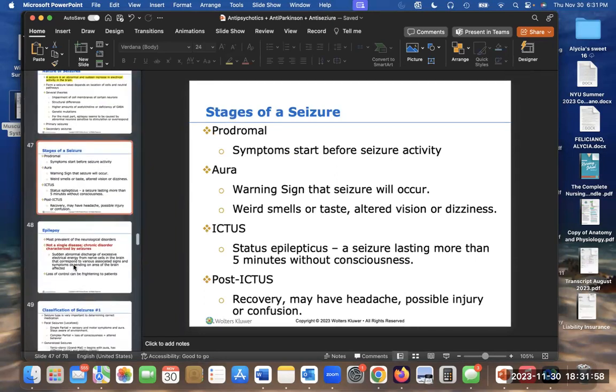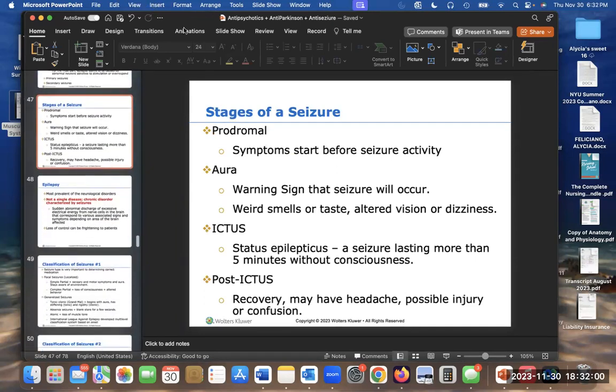Now, I really thought this was important, and it wasn't in your slides originally: the stages of a seizure. So we have prodromal, which means symptoms start before seizure activity. There's going to be some sort of indication that they might have a seizure. Now, a warning sign that a seizure will occur is something called an aura. It causes sensory stimulation. So they might say, "Do you smell that? I kind of smell something weird." Or, "Do you see what I'm seeing over there?"